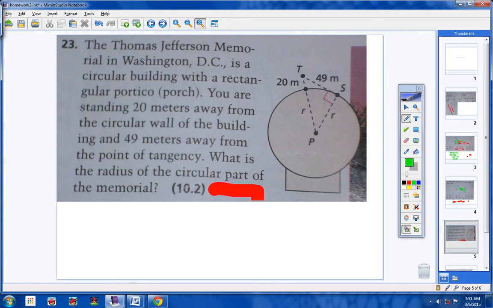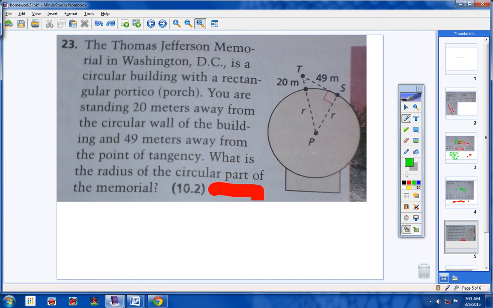The Thomas Jefferson Memorial in Washington, D.C. is a circular building with a rectangular porch. You are standing 20 meters away, so here you are, 20 meters away from the building, and you're 49 meters away from a point of tangency. There's your point of tangency, okay? What is the radius of the circular part of the memorial?